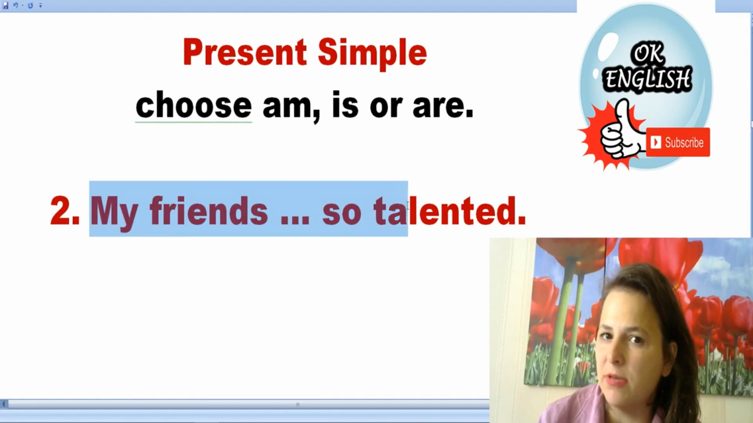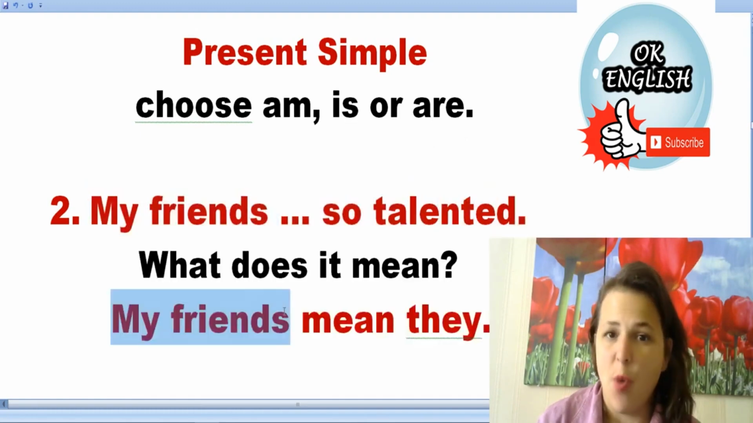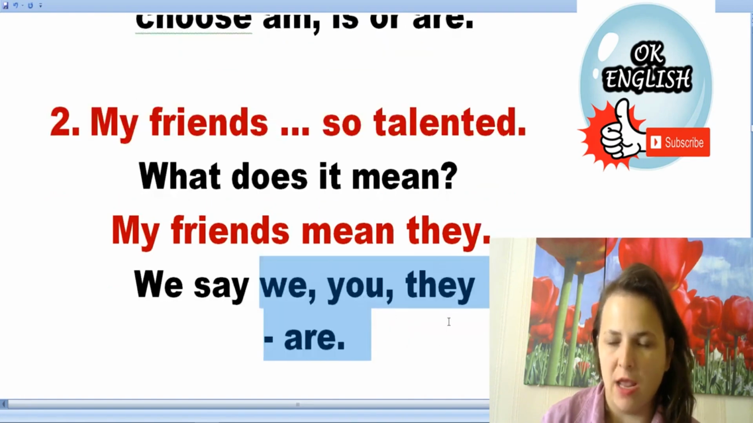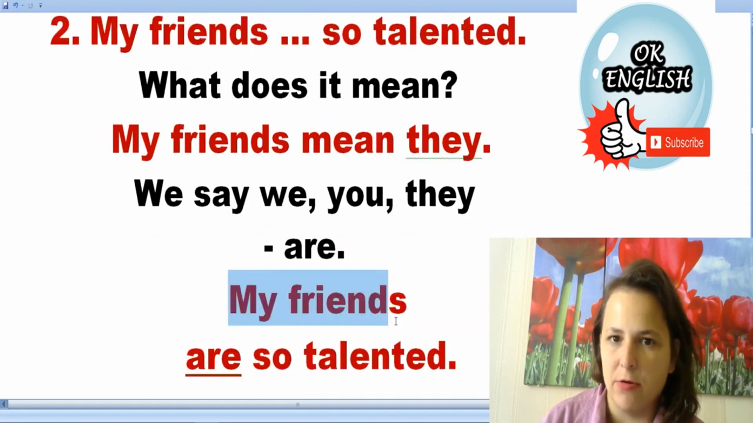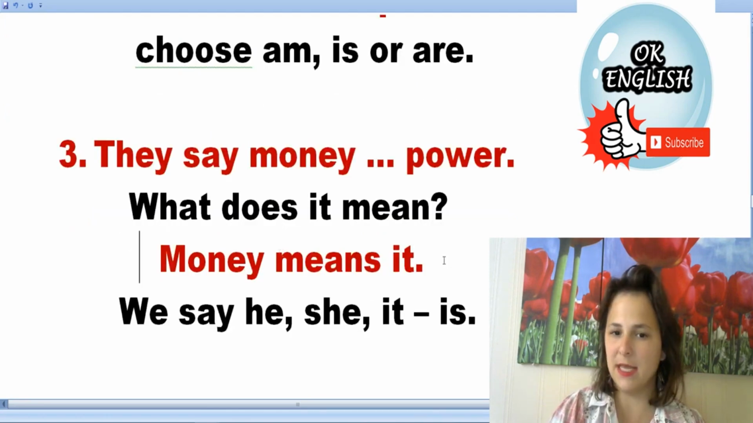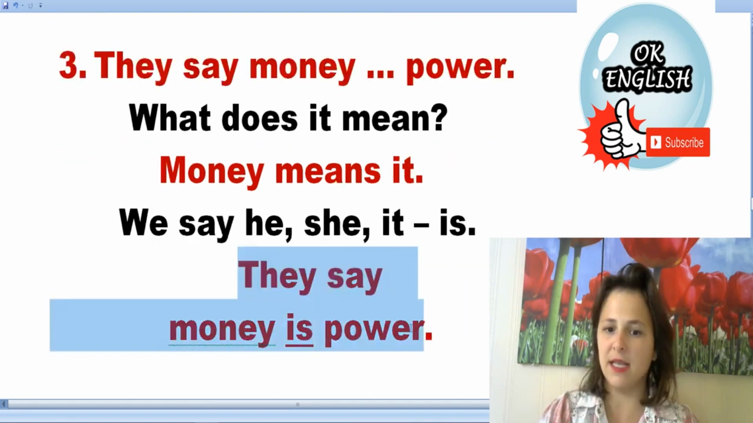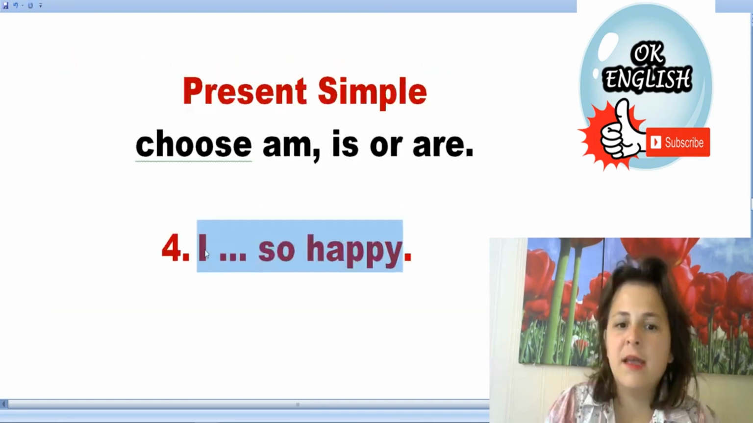My friends so talented. What does it mean? My friends mean they, subject. We, you, they are. My friends are so talented. They say money, power. What does it mean? Money means it. We say he, she, it, is. They say money is power.